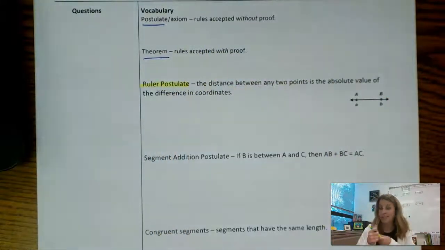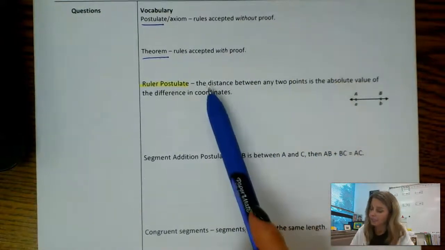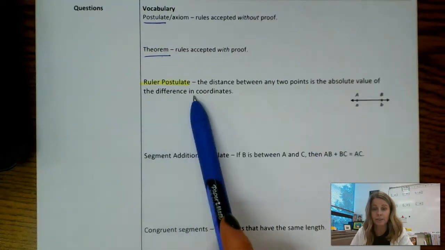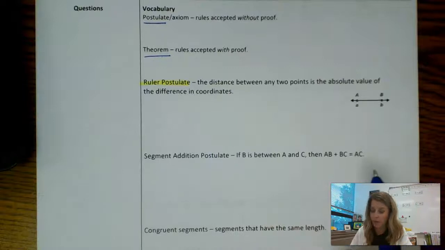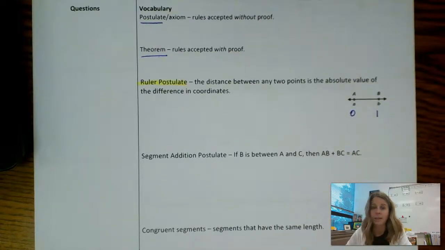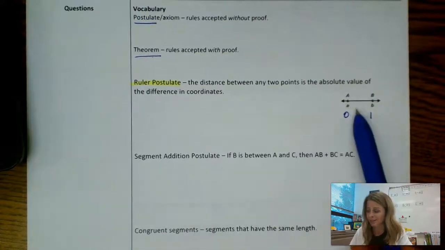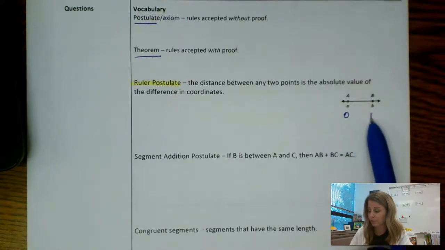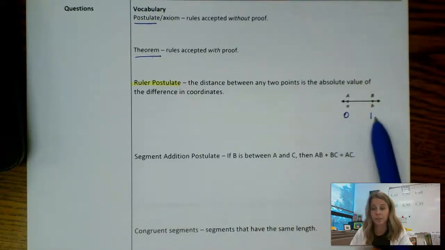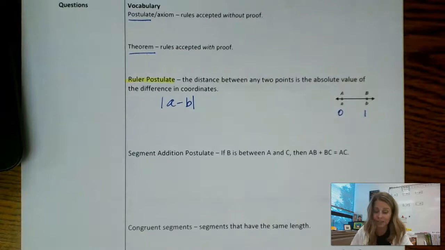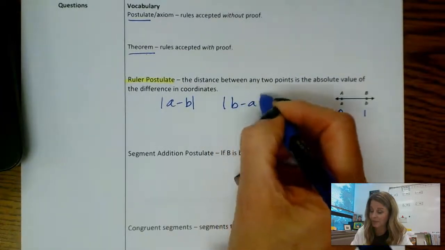Okay, and like I said, postulates are a little bit more basic. So this postulate says that the distance between any 2 points is the absolute value of the difference of the coordinates. From a really basic perspective, let's say that this is a number line, and A is sitting at 0 and B is sitting at 1. If I were to ask you, how far apart are those numbers? You would tell me 1. Well, the ruler postulate says you should be able to take the absolute value of the difference of these two numbers. If I were to take A minus B and take the absolute value of it, it's going to be the same as B minus A.